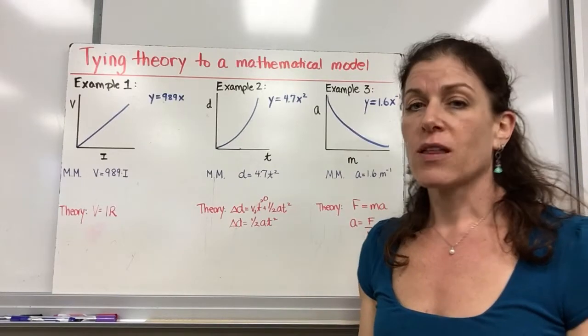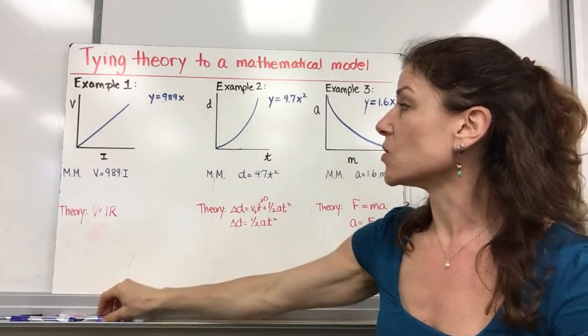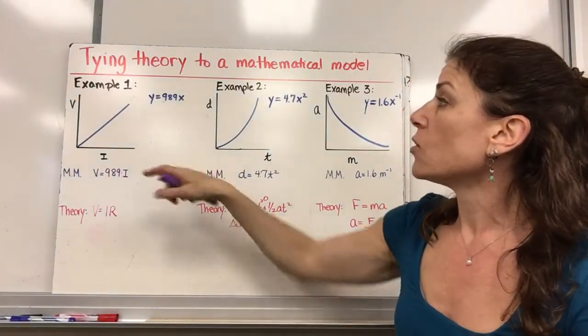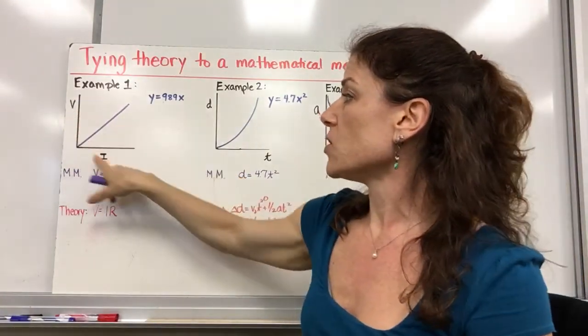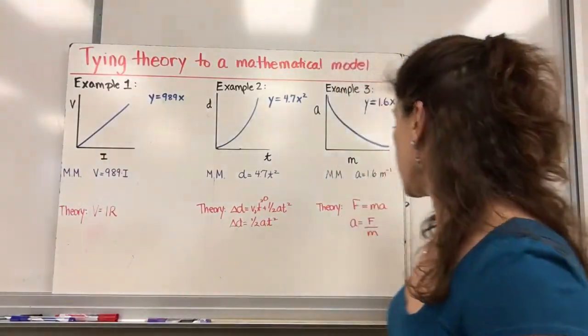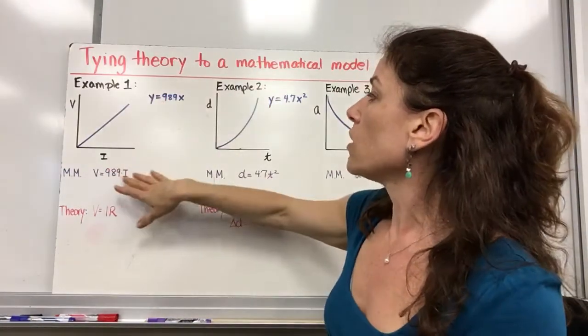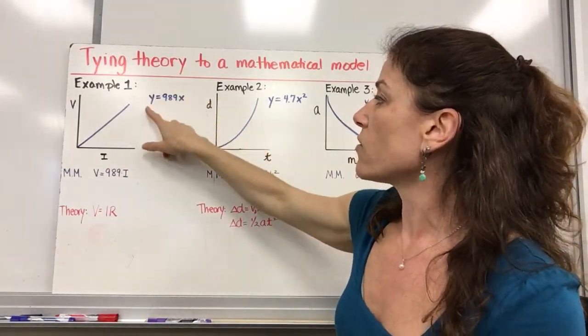So how do we use a mathematical model and tie it into a theory? I want to do a few examples with you here. In example one, I have voltage and current. You haven't learned about that yet, but it doesn't even matter. You don't have to know anything about it in order to answer these questions. What we're looking at is the equation of the line.